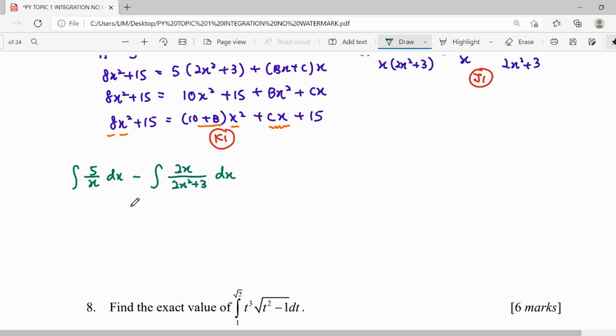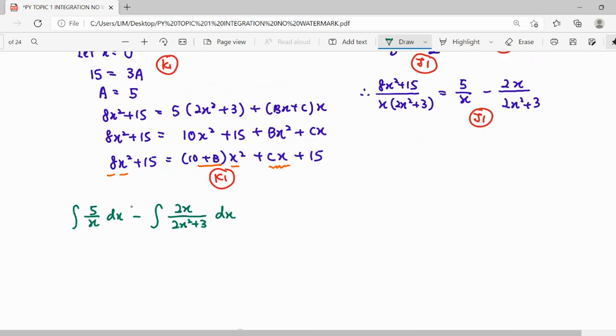So how are we going to integrate this? We can simplify first. Look at our question here. We can factorize out the 5, so we integrate 1 over x. And for this, we can factorize out 2, so we integrate x over 2x squared plus 3 dx. Then we can use our formula.